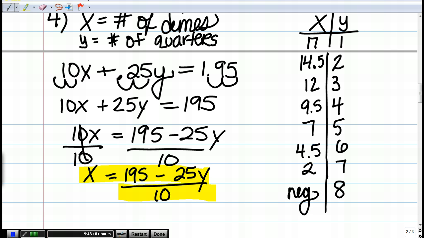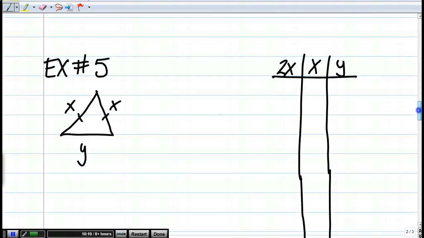Well, you can't have 14.5 dimes. It doesn't make sense, so this is not an answer. You can have 12, but you can't have 9.5. You can have 7, you can't have 4.5, and you obviously can't have a negative number of dimes. So this one is not an answer. And whenever you get a negative, you usually stop. So these are your answers or your combinations for the number of dimes and quarters.